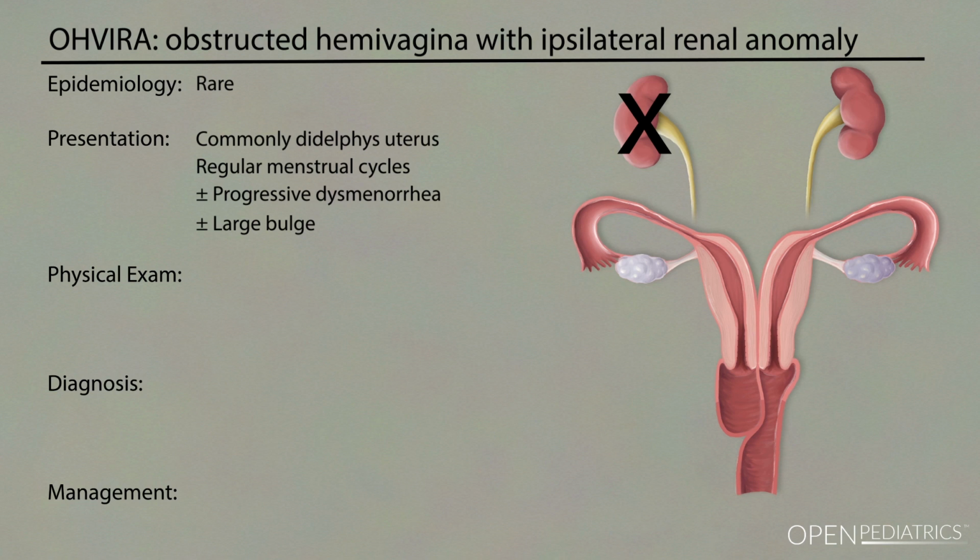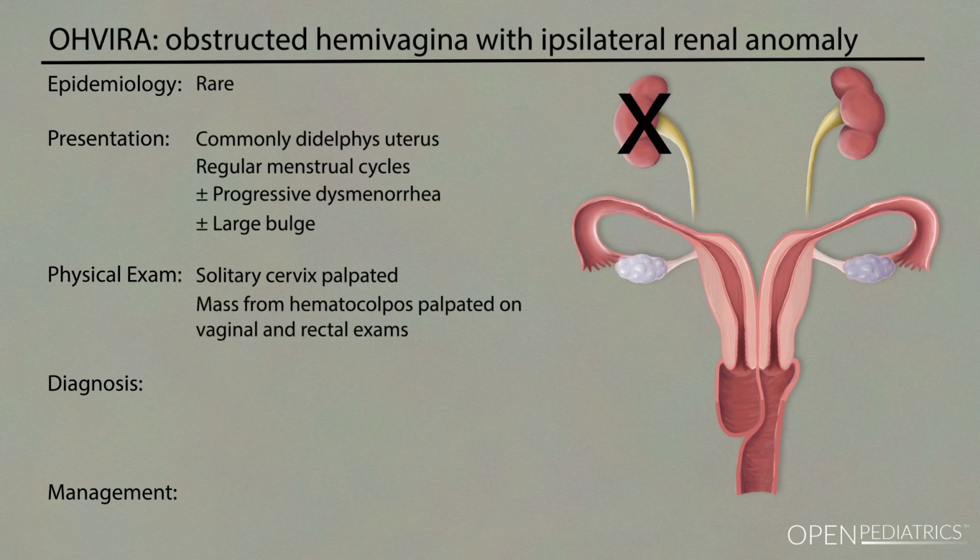On physical exam, a solitary cervix can be palpated, and the mass from the hematocolpos can be palpated on vaginal and rectal exams. Initial imaging with a pelvic ultrasound may show a hematocolpos. However, MRI is important to confirm the exact anatomic diagnosis for surgical planning. Again, renal imaging is indicated given the high association with renal anomalies.